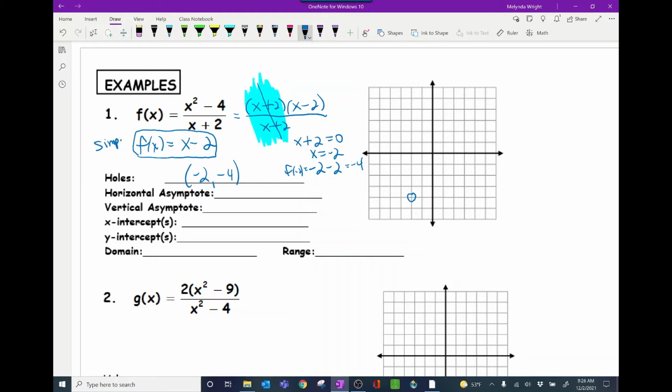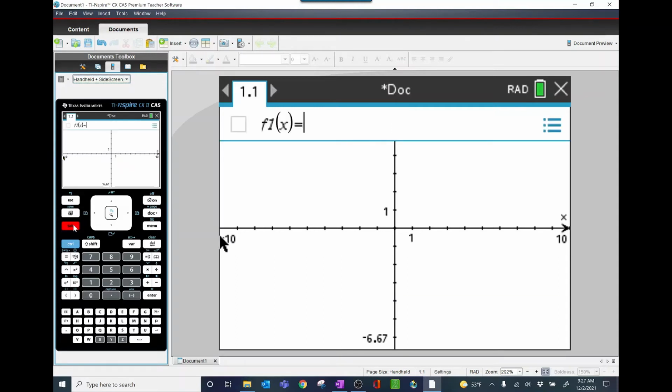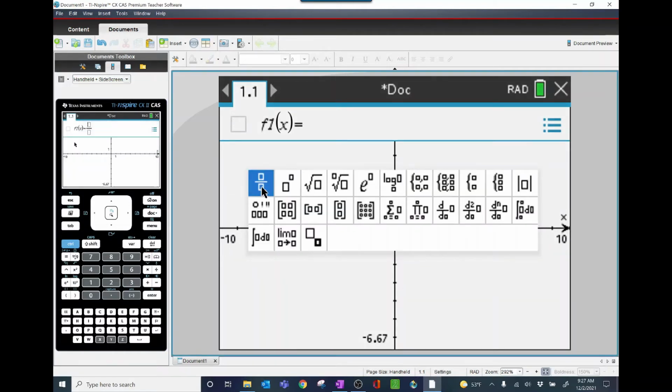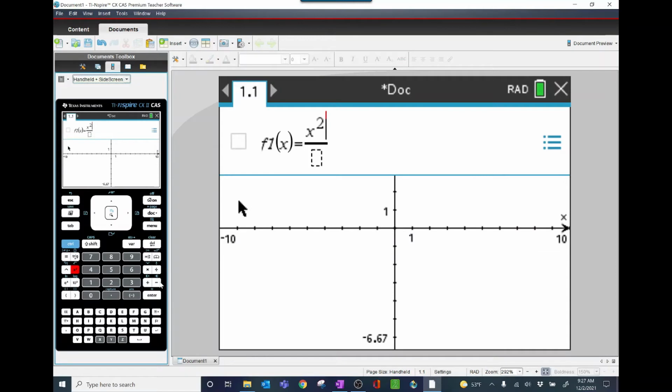All right, so since this is the equation of a line, and it has a hole in it, it's not going to have any asymptotes. Now it is going to have an x and y intercept, but to get those, we're going to go to our calculator to finish out this problem. So let's pull up our calculator. We're going to put the whole graph in, not the simplified graph, just so I can show you some things. So we'll go to our fraction, and our original equation is x squared minus 4 over x plus 2.